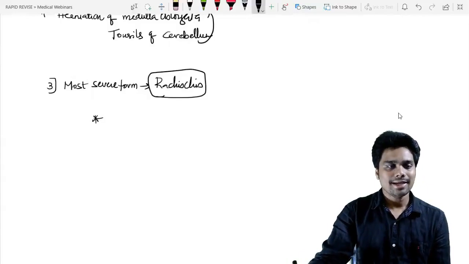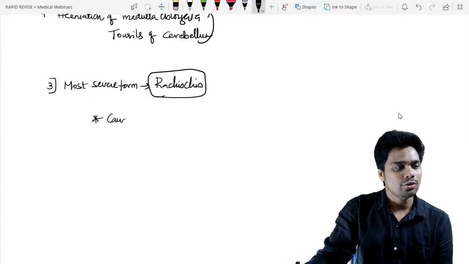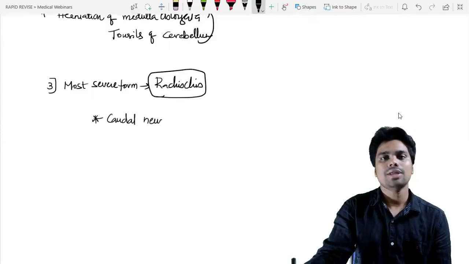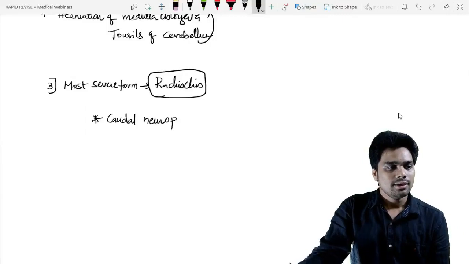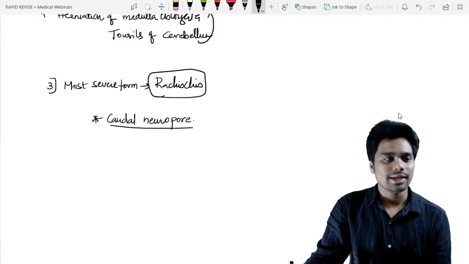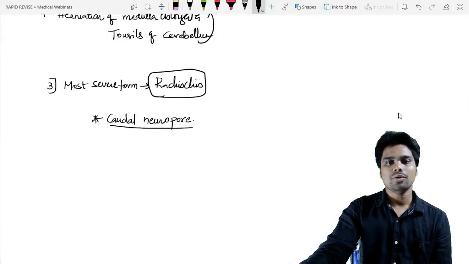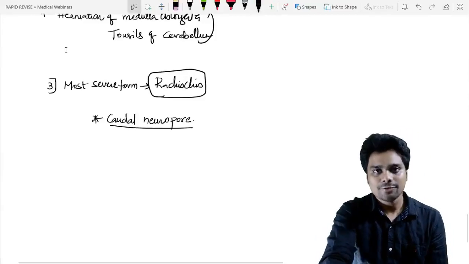In the rachis, there is incomplete fusion of the caudal neuropore. As I told you, there is both anterior and posterior, otherwise known as caudal neuropore. Because of the fusion, the whole of the spinal cord tissue lies outside. So this is the most severe form, known as rachis. So now you know the spectrum of neural tube defects.